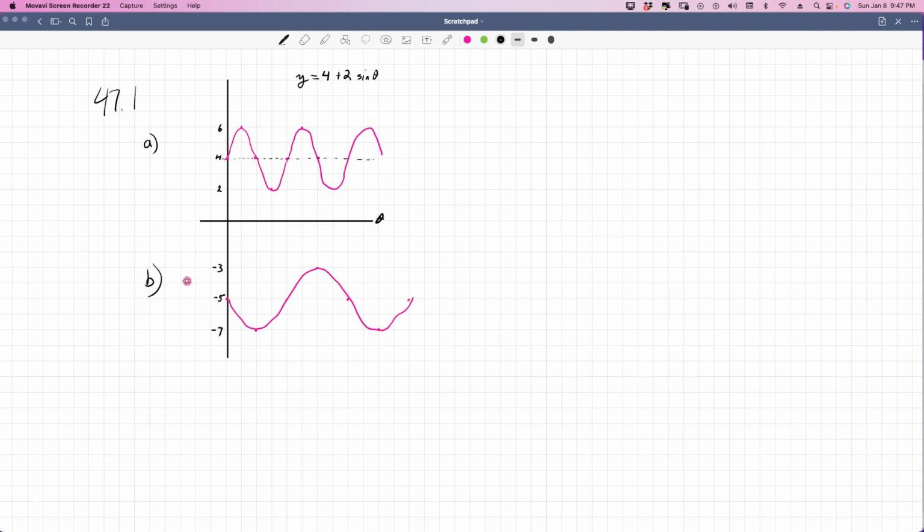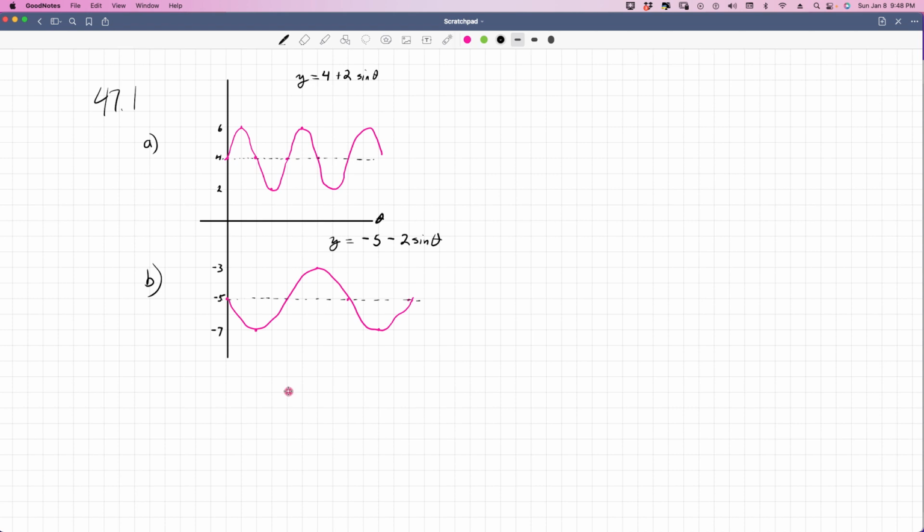So on practice problem 47-1b, we have a sinusoid that is on the negative side of the y-axis. So we are going to say y is equal to, and it crosses the y-axis, the midline is at the -5. So we would say -5. And then because it goes down 2, for our amplitude, before it curves back up, it's a negative amplitude. So -2 sine of theta.